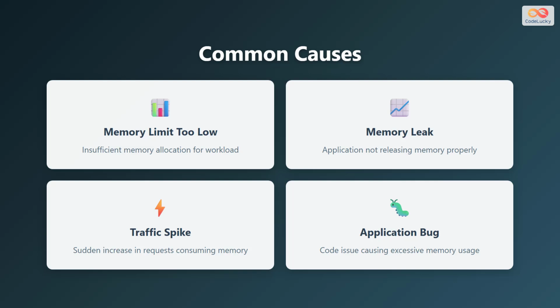There are 4 main reasons why OOMKilled errors occur. First, the memory limit might simply be set too low for your application's actual needs. Second, your application could have a memory leak, meaning it's not releasing memory properly after use. Third, a sudden traffic spike can cause memory consumption to jump unexpectedly. And fourth, there might be a bug in your application code that's causing excessive memory usage. Identifying which of these is affecting your application is the first step toward fixing the problem.